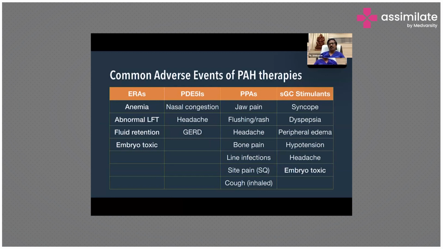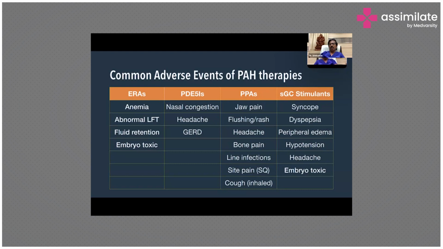And these patients sometimes have fluid retention also. So when they have an RV failure, RV dysfunction, they will already have a fluid overload, and this can add on to the fluid retention. So those things you have to keep in mind when you have a patient on these endothelin receptor blockers. And patients who are pregnant or who come to you in the childbearing age, always screen for pregnancy, because these drugs are embryotoxic.